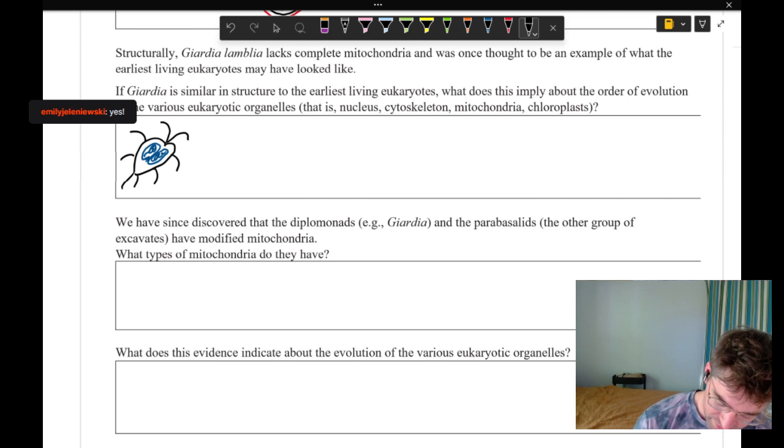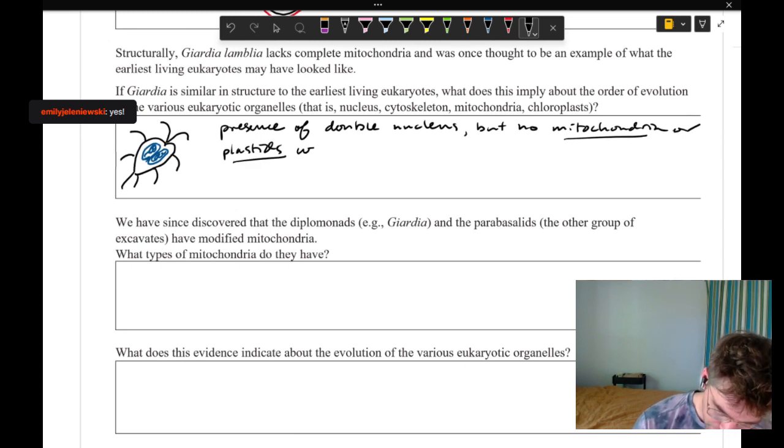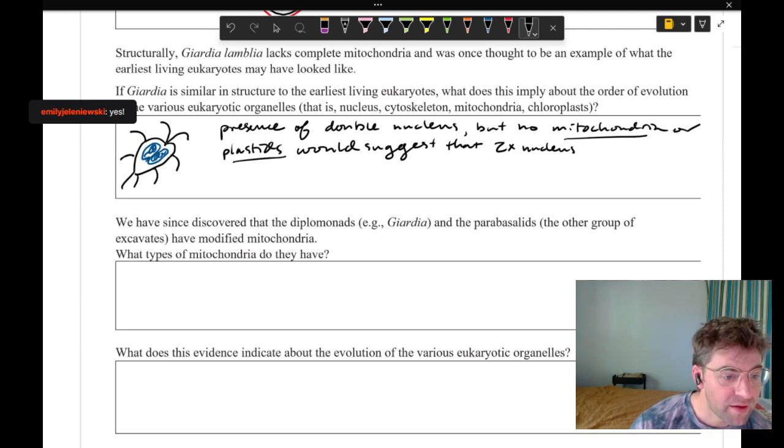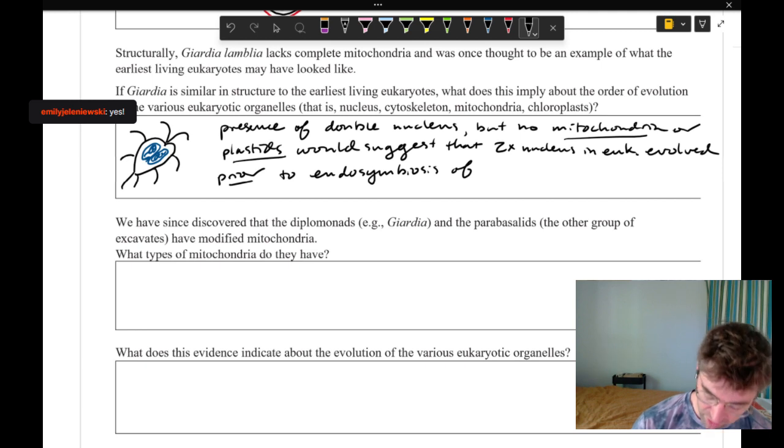So the presence of a double nucleus but no mitochondria or plastids for performing either aerobic respiration or photosynthesis would suggest that the double nucleus in eukaryotes evolved prior to endosymbiosis of either the mitochondria or the chloroplasts.